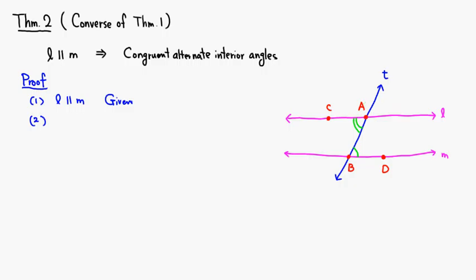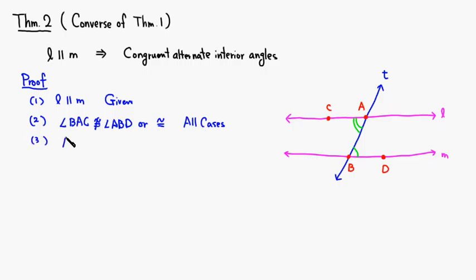I'm going to say there are two possible cases. Either angle BAC is not congruent to angle ABD, or they are congruent. So this covers all possible cases. Let's pick the first case.